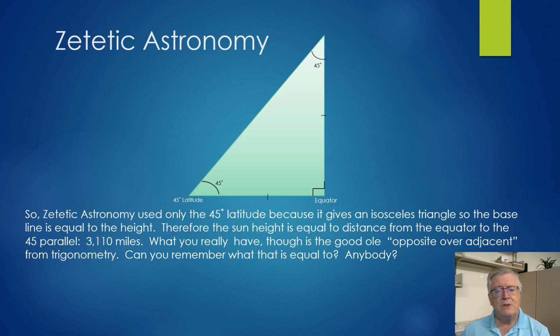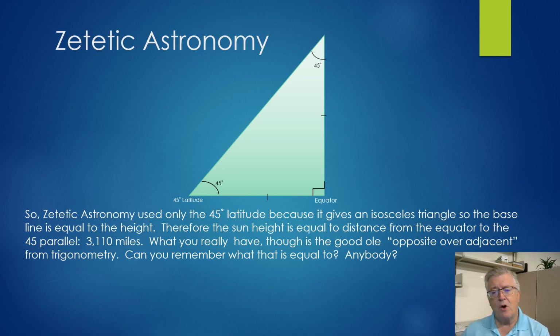So Zetetic Astronomy used only the 45 degree latitude because it gives this isosceles triangle here, so that the baseline is equal to the height. Therefore, the sun height is equal to the distance from the equator to the 45th parallel, which happens to be 3,110 miles.